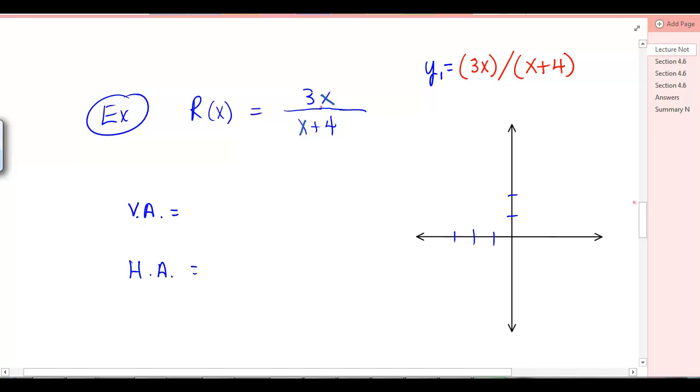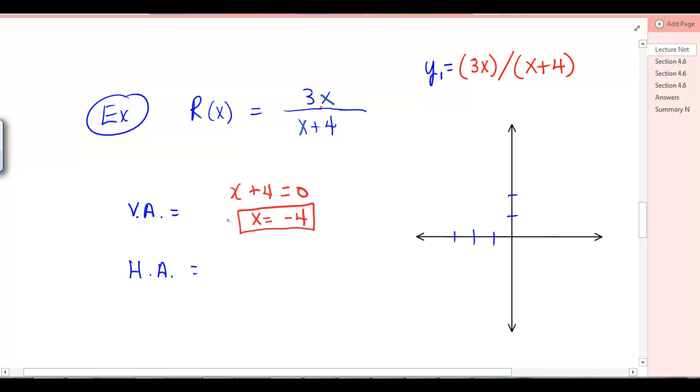All right, let's look at this example. We have 3x over x plus 4, and we're asked to find vertical and horizontal asymptotes. For the vertical one, we're going to take that x plus 4 and set it equal to 0. We'll take this bottom and solve that. X equals negative 4. That's the vertical asymptote. Okay, that's our restriction.